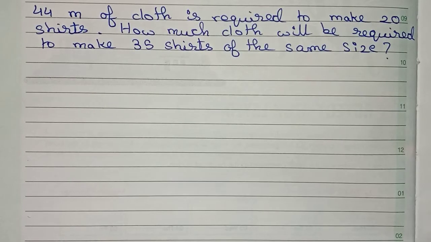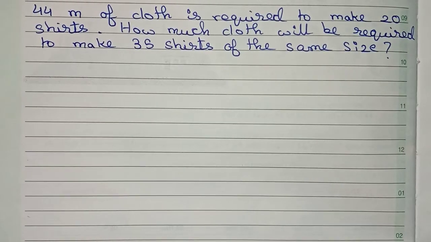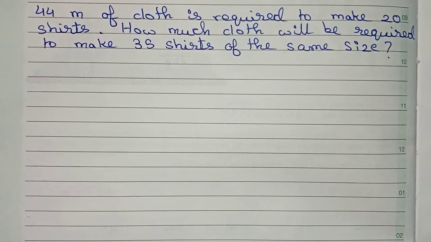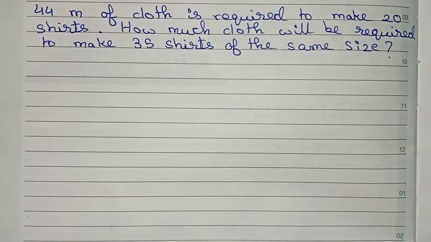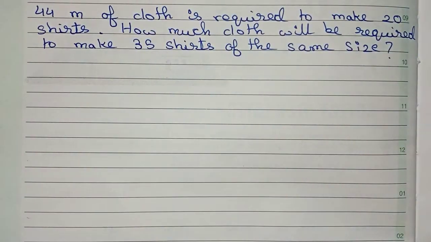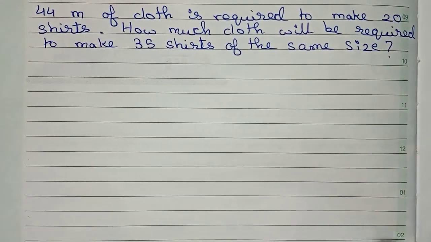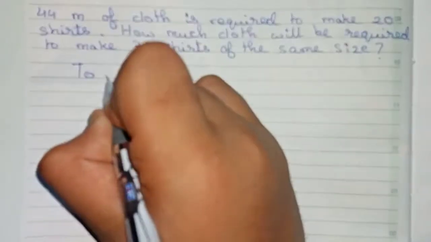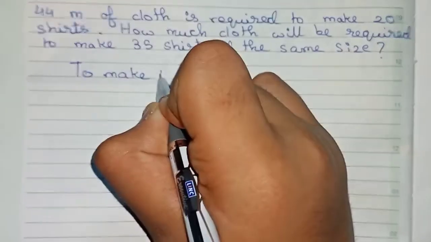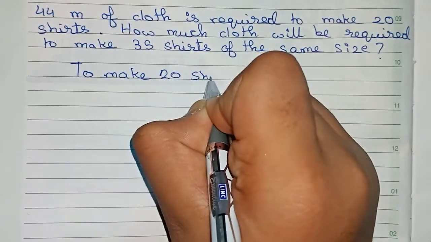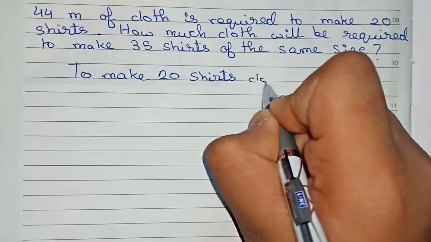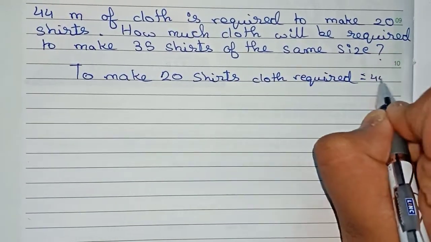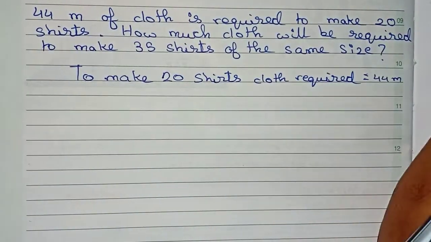So our next question is: 44 meters of cloth is required to make 20 shirts. How much cloth will be required to make 35 shirts of the same size? So this is our question. Let's solve it. In this question it is given how much cloth will be required, so that means you have to keep the amount of cloth at the end of the statement, that means after the equals to sign. So we frame our statement like this: to make 20 shirts, cloth required equals 44 meters. So now 44 meters is at the end of the statement.